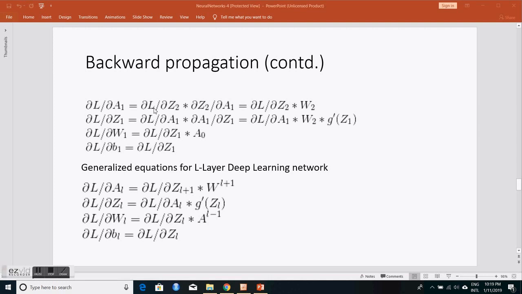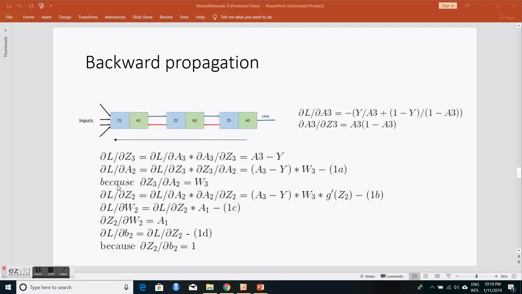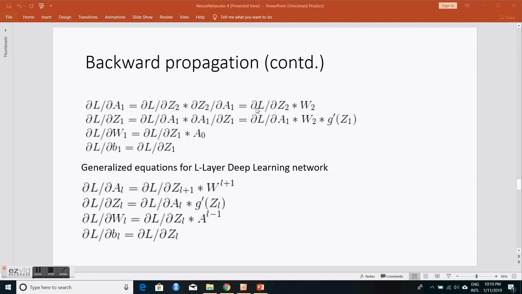Basically, if you look at this, ∂L/∂a1 is equal to ∂L/∂z2 into w2. Wherever we have the subscript for the layer, we just use l to make it generalized. So ∂L/∂a^l is equal to ∂L/∂z^(l+1) into w^(l+1), and ∂L/∂z1 is equal to ∂L/∂a^l, and this is basically ∂a1/∂z1.